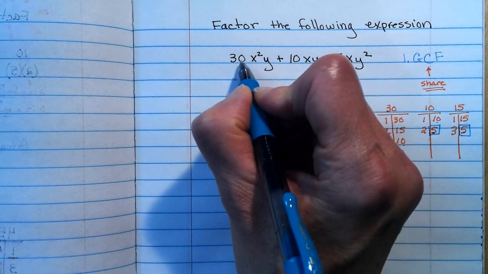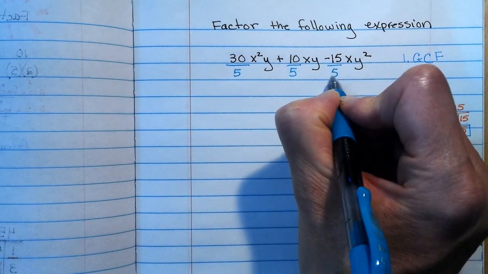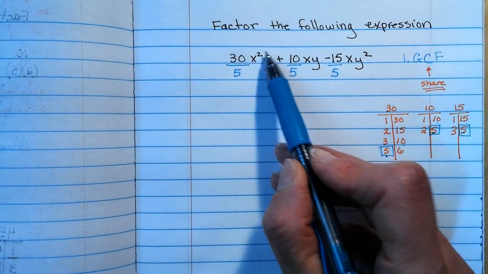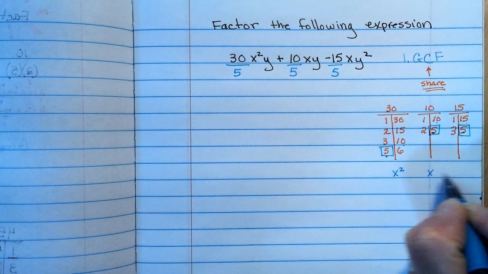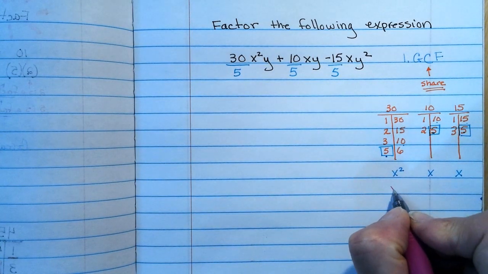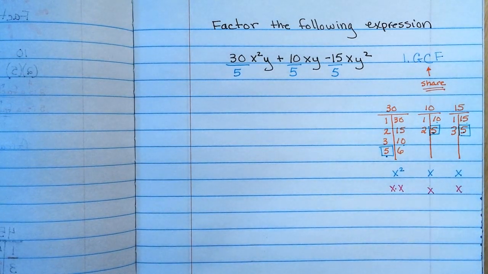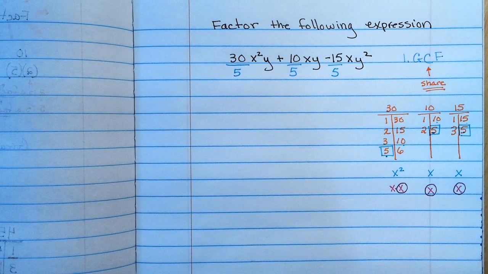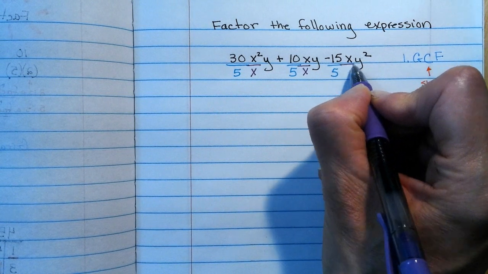So my largest number that they share has to be 5. That means I can divide 5 out of every term. It has to be every term. You can't just do the ones you like. So let's not panic here. Now I have x squared, x, and x. x squared is the same as x times x. This is just x, and this is just x. So the most I can factor out of all three is simply one of the x's. I can divide by x, by x, and by x.